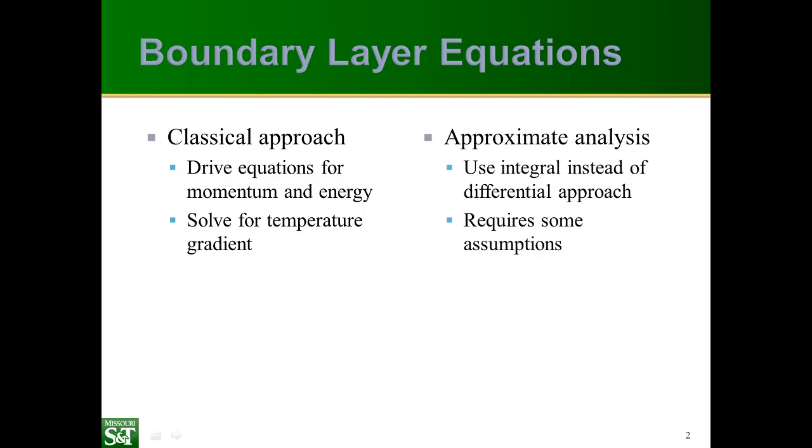Now, we also have the approximate method, the Kármán momentum integral method, where we use an integral instead of a differential approach. It does require us to use some assumptions and some empirical relations, so it's not as accurate as the classical approach, but it can be applied to a wider range of conditions, especially turbulent flows. Now, we're going to start by looking at the classical approach just to demonstrate the process.